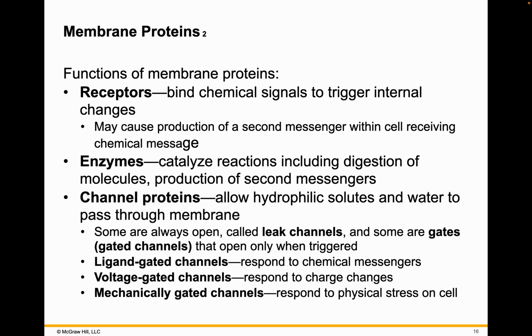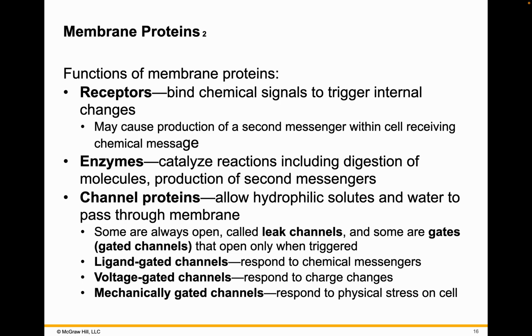Receptors are going to bind chemical signals and trigger internal changes. They can cause the production of a second messenger within the cell receiving the chemical message, and we'll talk about second messenger systems shortly. Many of them are enzymes. They will catalyze reactions, which could include the digestion of molecules or the production of second messengers.